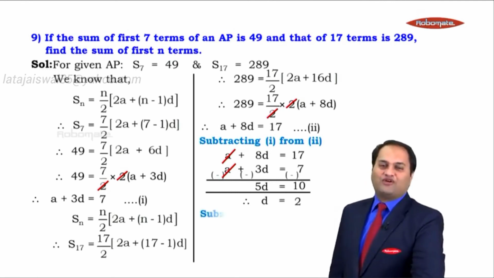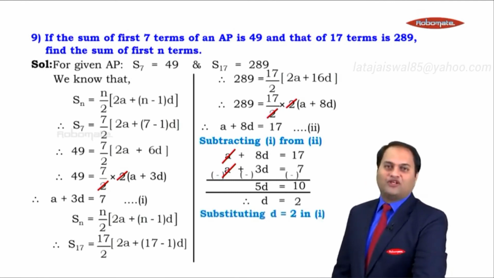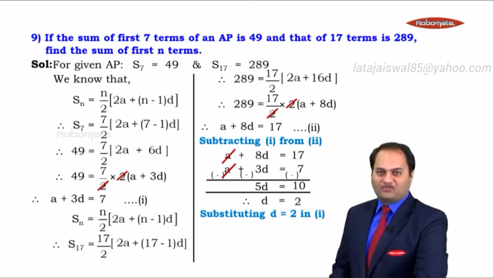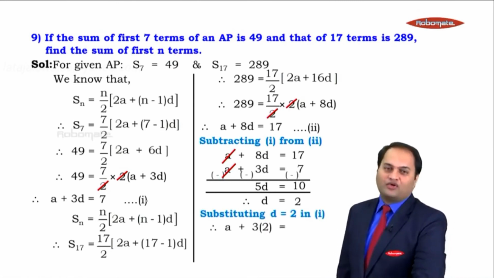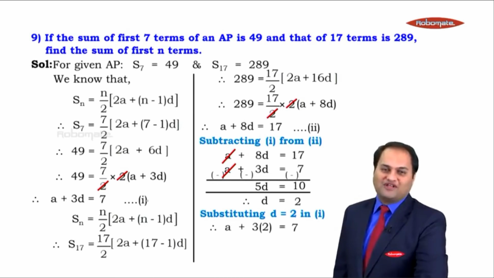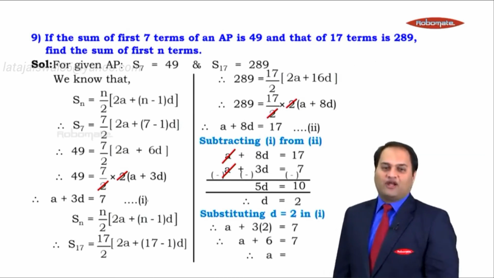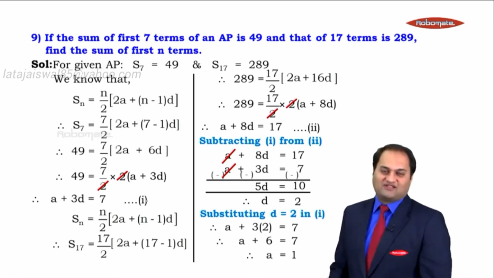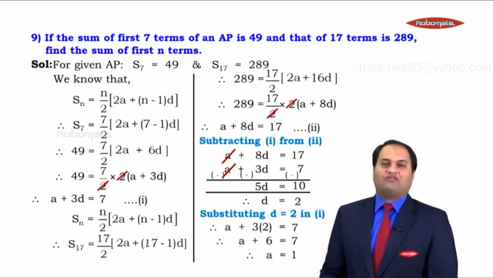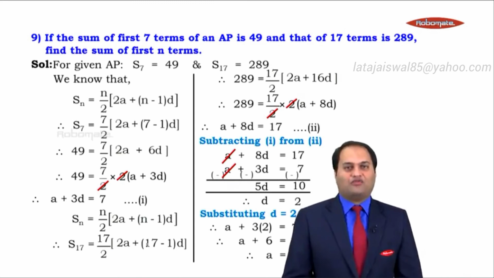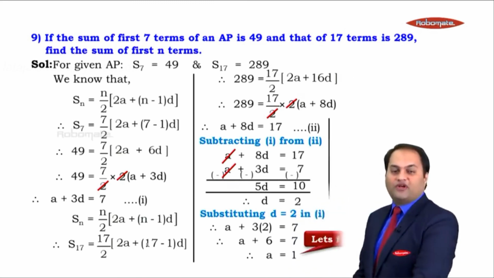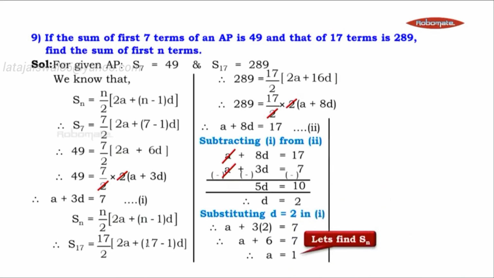Once you get the value of d, substitute that d in either of the equations and get the value of a. When you substitute in equation 1, you get a plus 3 into 2 is equal to 7. You get a plus 6 is equal to 7. So you get a is equal to 7 minus 6, which is 1. We have the value of a, we have the value of d. Now we can comfortably find the value of Sn.